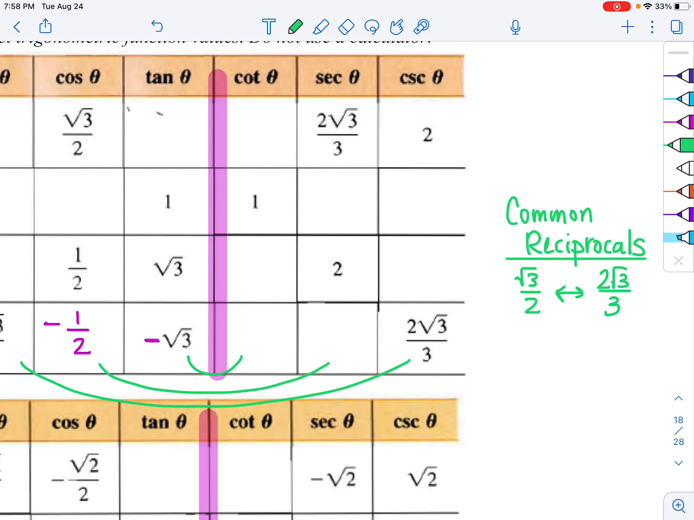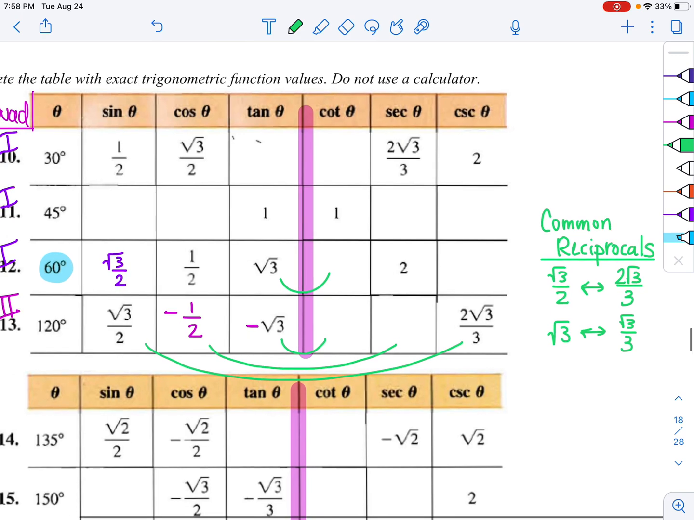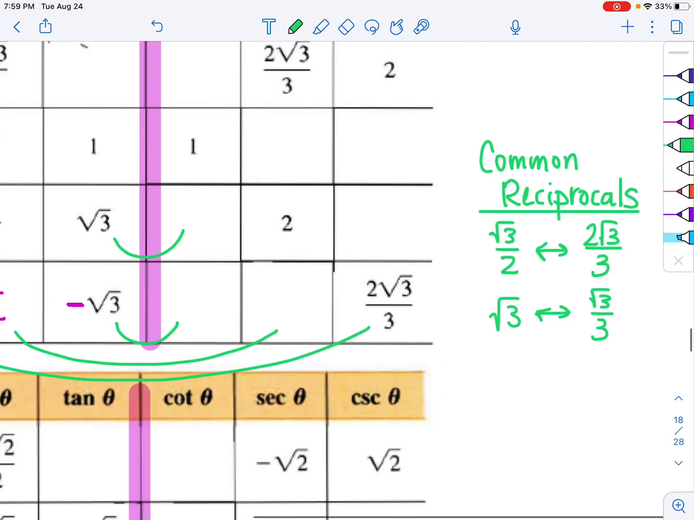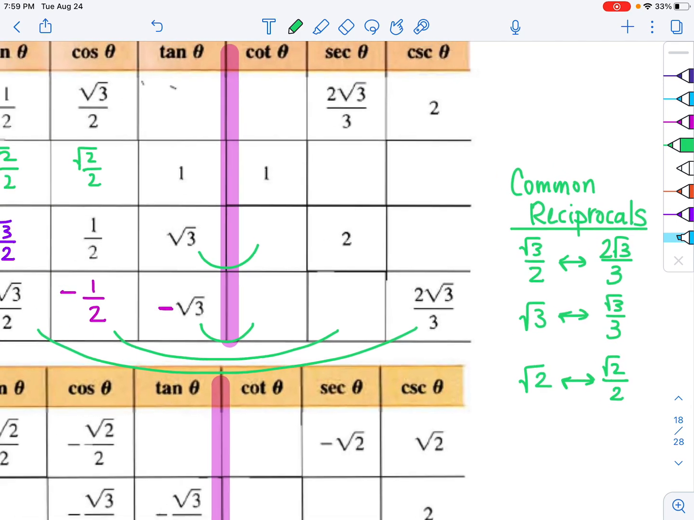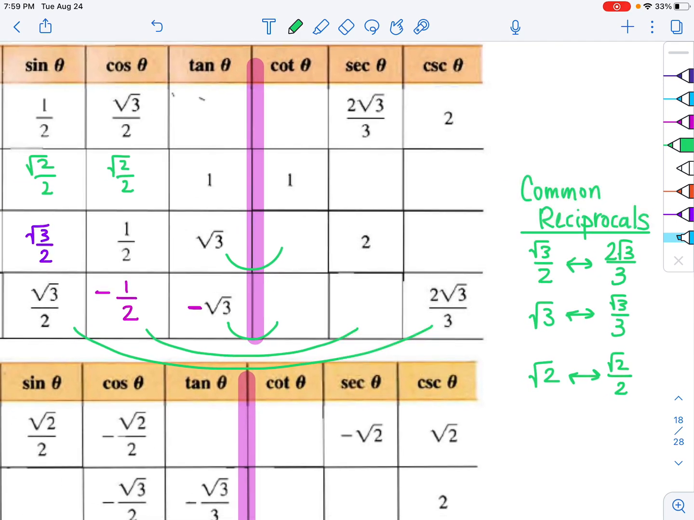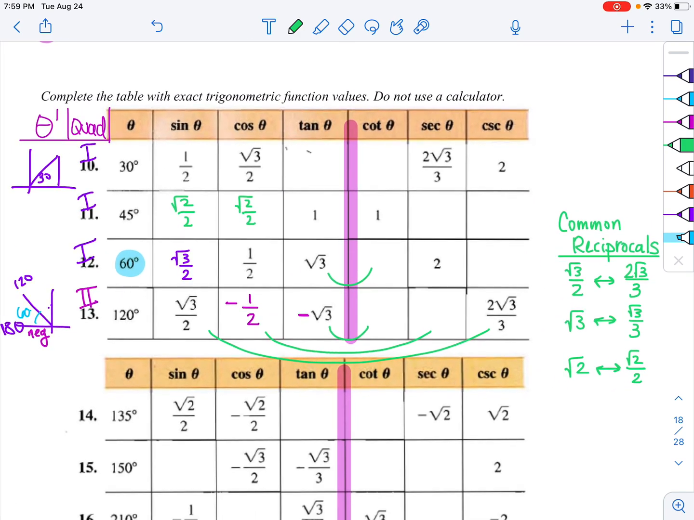Another common one, I'll give this one to you. The reciprocal of root 3 is root 3 over 3. And then I'll be nice, I'll give you one more. For cosine of 45, that's root 2 over 2, same thing with sine. The reciprocal of root 2 over 2 follows the same pattern as root 3 over 3. It's just root 2. So these are common reciprocals, so you guys don't have to do the algebra work. It should save you a little bit of time.